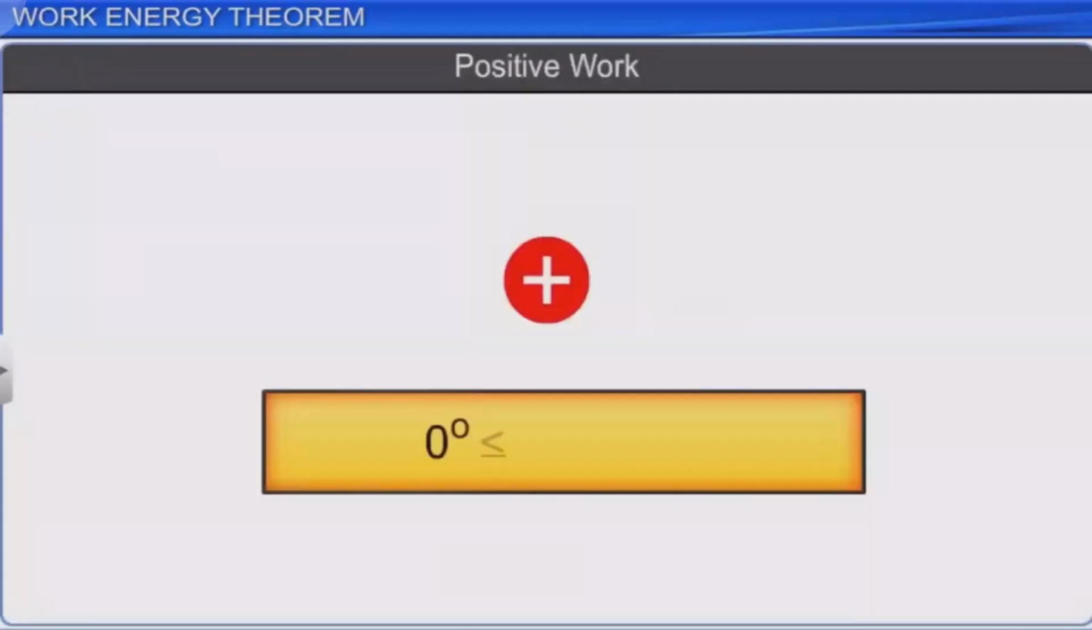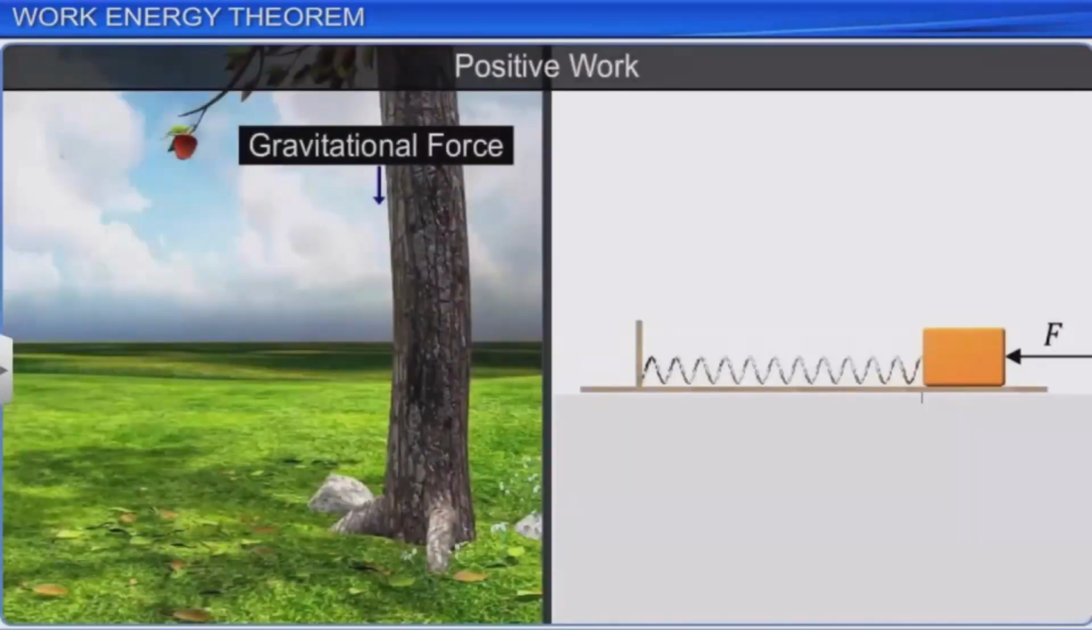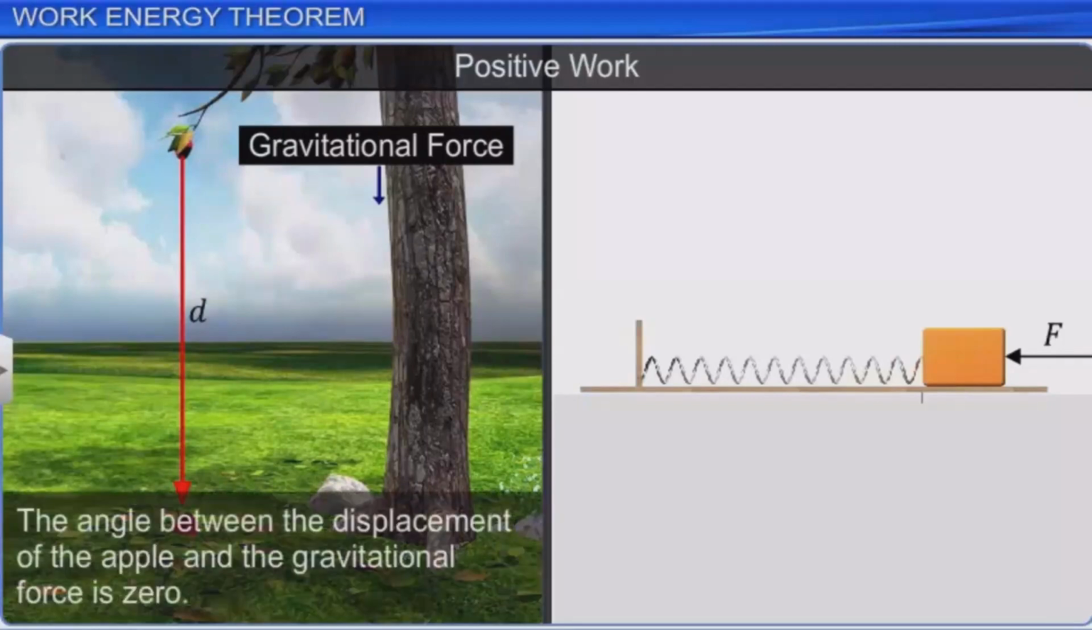The work done by a force is positive when the angle between force and displacement is acute, that is, the angle is less than 90 degrees. An example of this is when an apple falls freely towards the earth. The work done by the gravitational force on the apple is positive. In this case, the angle between the displacement of the apple and the gravitational force is zero.